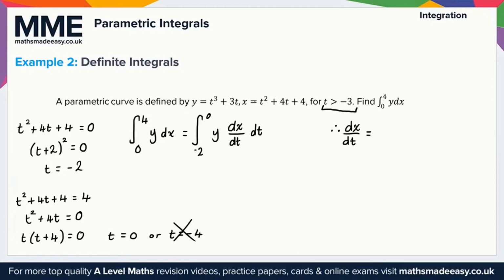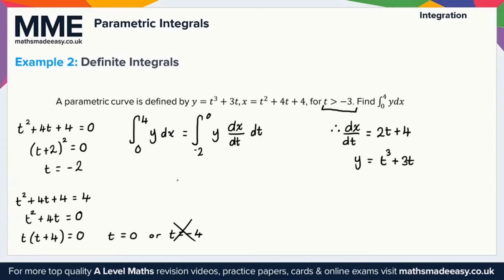What that would give us here is 2t plus 4. Okay, so that's 2t plus 4. And y, we already know that, that's t cubed plus 3t. So y is equal to t cubed plus 3t. Okay. So in that case then, we can replace this y and this dx by dt with what we've just found here.